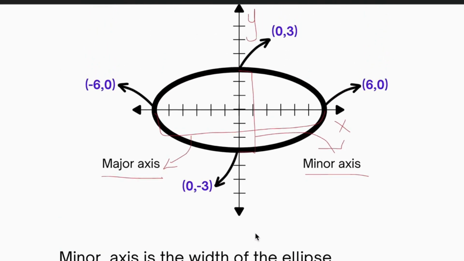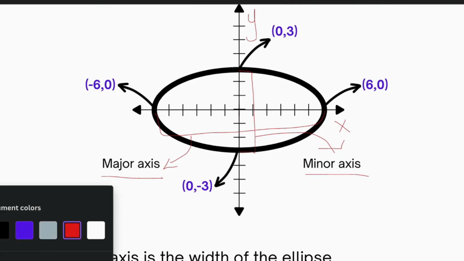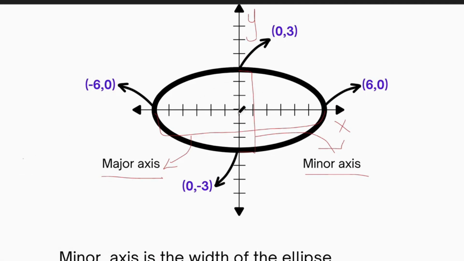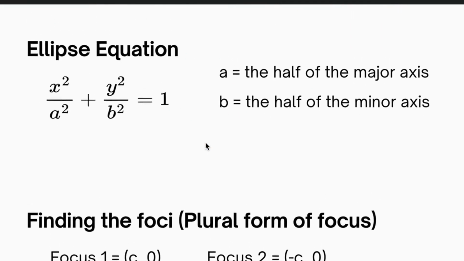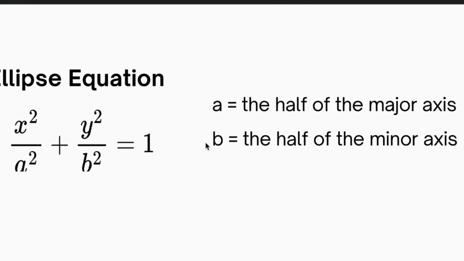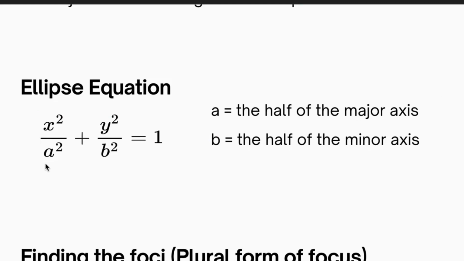Let's draw that out on the graph with another color. Okay, so this part is a, and this part is b. Okay, now let's go back to the equation. Here, x and y are variables, and a and b are, well, they're also variables, but they depend on the ellipse. So here's how.